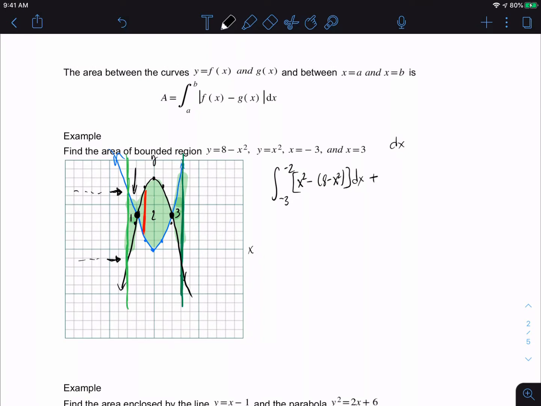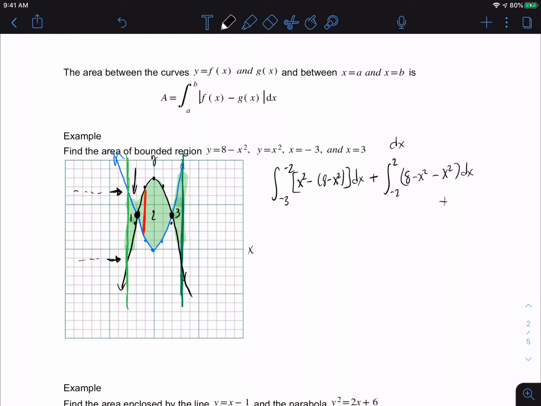Then I'm going to add the next region, region number 2, and that's going to go from where to where? -2 to +2. Are you guys okay with those values? Okay, cool. Now, what's on top? It's the 8 minus x squared, and then we need to subtract the x squared that's on the bottom, correct?